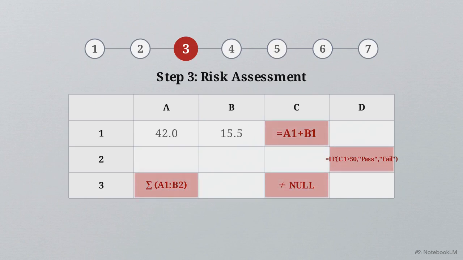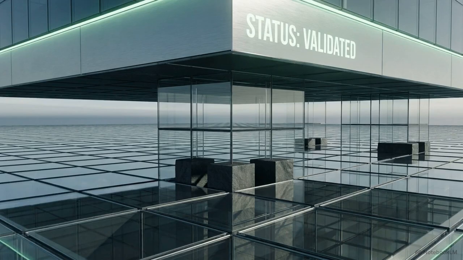Next is Step 3, risk assessment. The hazard map overlay highlights potential failure points in red. We must anticipate where a user might accidentally overwrite a formula or enter text into a numerical field. Resolving these vulnerabilities prior to deployment ensures the spreadsheet functions as a defensible, GMP-compliant system with validated internal controls.